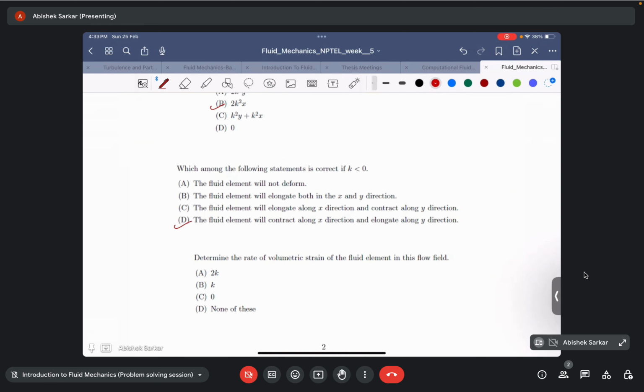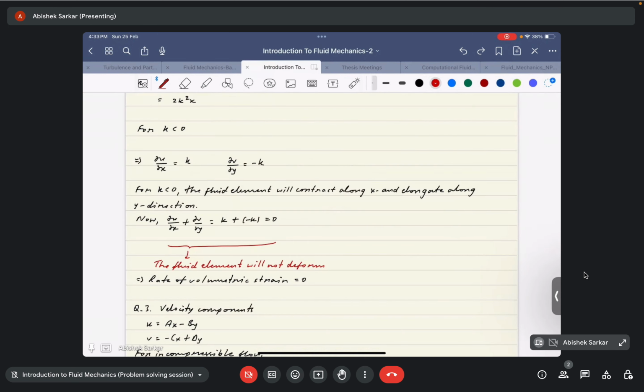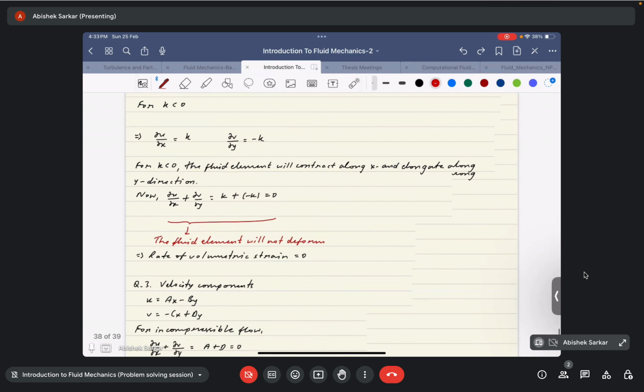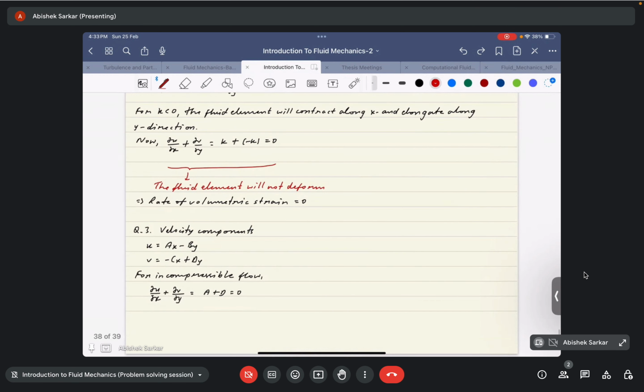So the final question is, find the rate of volumetric strain of the fluid element in this flow field. It's again very simple. It will just be the sum of the linear strain rates along the x and y direction. So we get dou u by dou x plus dou v by dou y is equal to k plus minus k is equal to 0. So the fluid element would not deform and the rate of volumetric strain is 0.